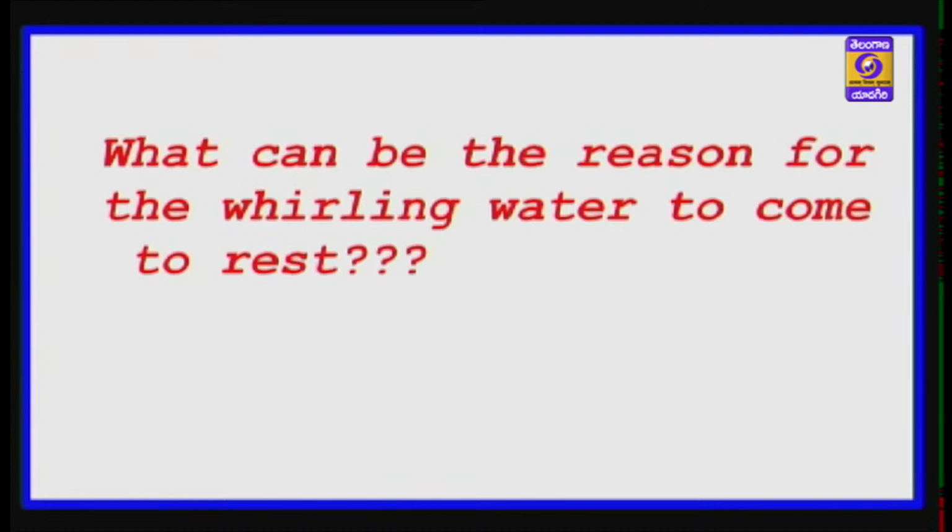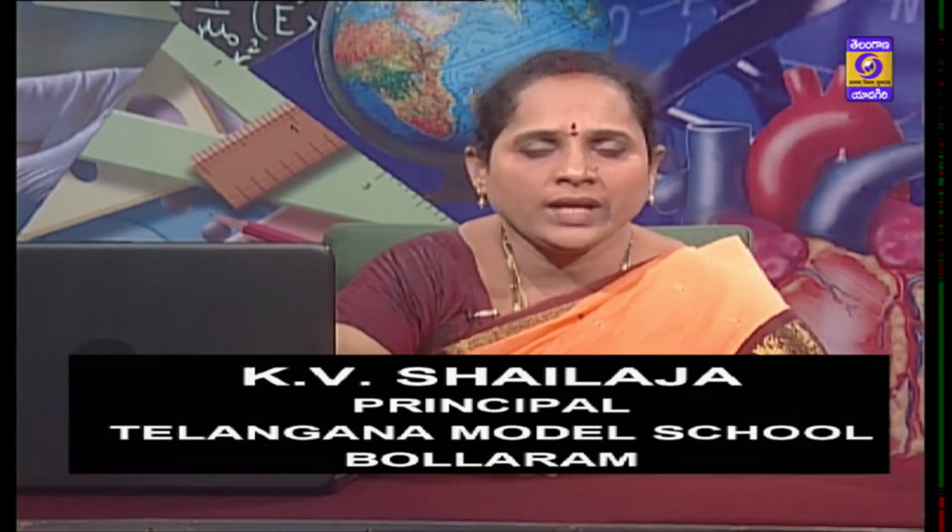What can be the reason for the whirling water to come to rest? Children, now in this activity we have observed that the whirling of water comes to rest. Do you know why this happens? This is because there is a friction offered between the glass surface and the liquid layers that are whirling around. This is called fluid friction.